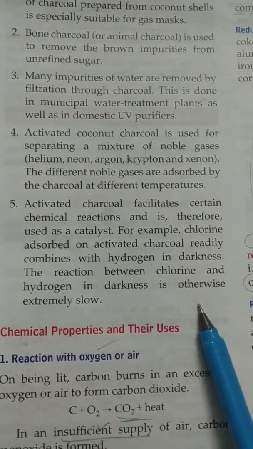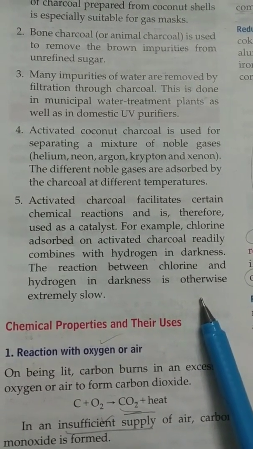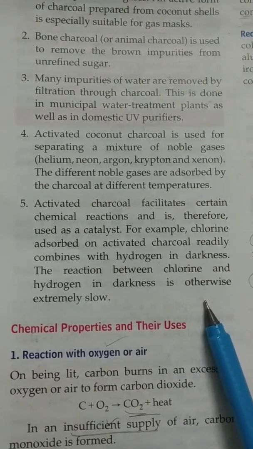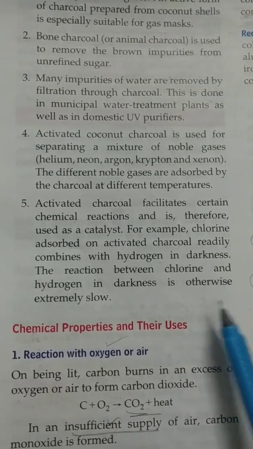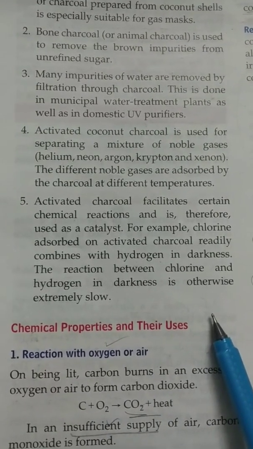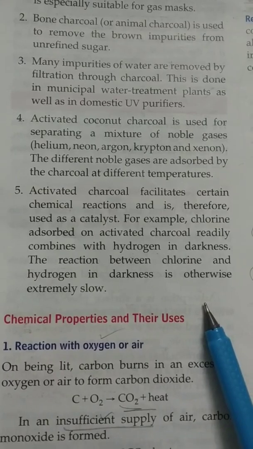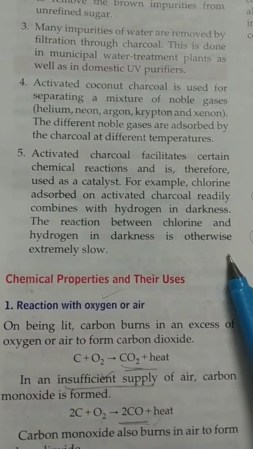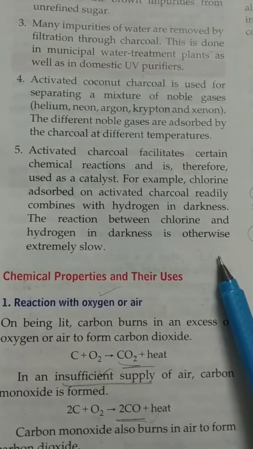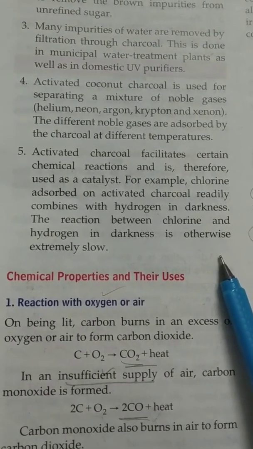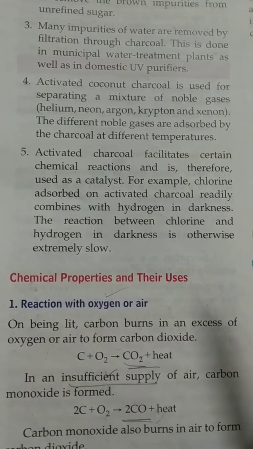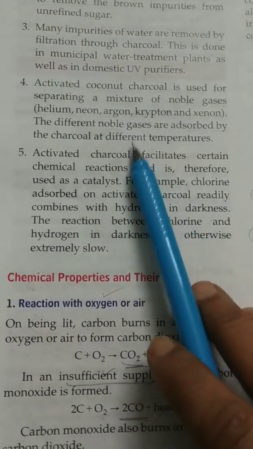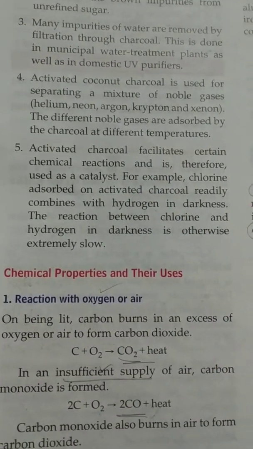Activated charcoal facilitates certain chemical reactions and therefore it acts like a catalyst. Example they have given: chlorine is adsorbed on activated charcoal readily and combines with hydrogen in darkness, and the reaction between chlorine and hydrogen in darkness is otherwise extremely slow. It is fast only when activated charcoal is present in the reaction.